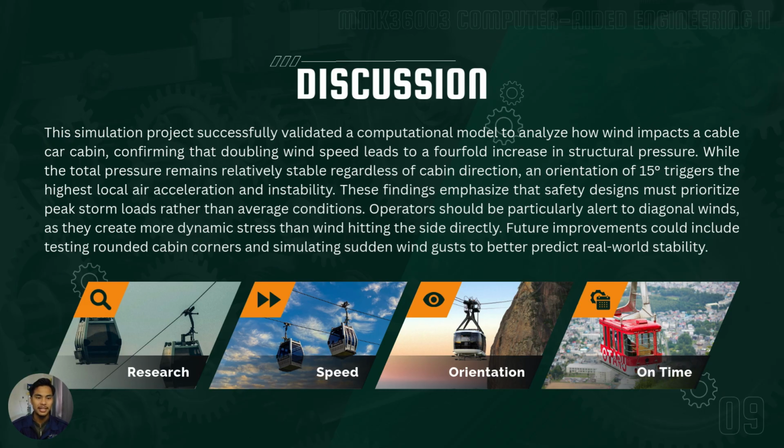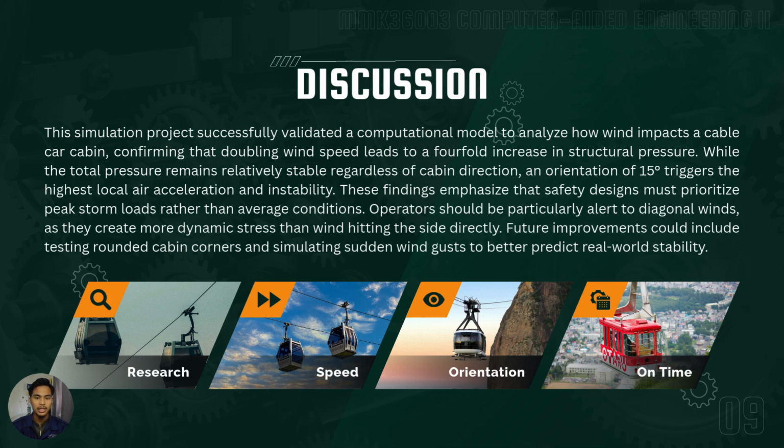From here, these are my discussions. The simulation project successfully validated a computational model to analyze how wind impacts a cable car cabin, confirming that doubling wind speed leads to a four-fold increase in structural pressure, while the total pressure remains relatively stable regardless of cabin orientation. An orientation of 15 degrees triggers the highest local air acceleration and instability.